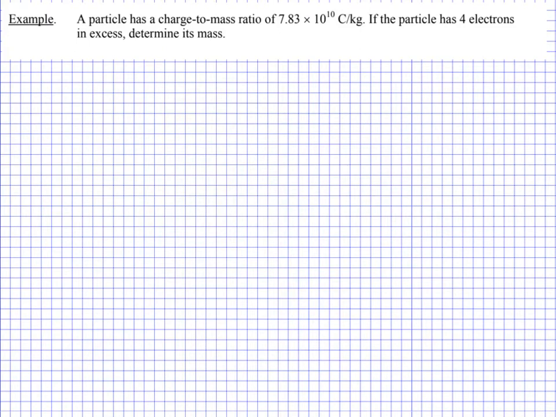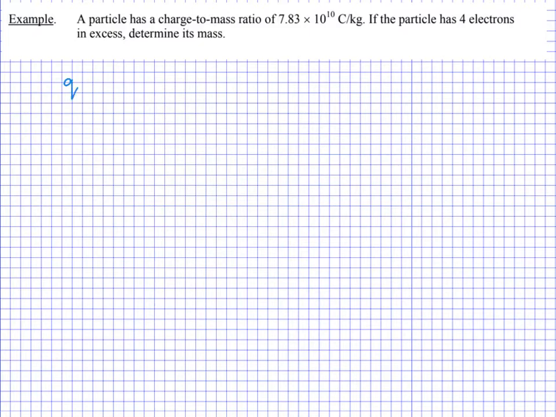Hello everyone, here's a Physics 30 example from Unit 5, Atomic Theory, and this is the charge to mass ratio of the electron, or properties of the electron. So first example here, we're given a charge to mass ratio of an unknown particle. All we're told is the value for the charge to mass ratio and that the particle has 4 electrons in excess. So let's go ahead and start writing out what we know about this situation.